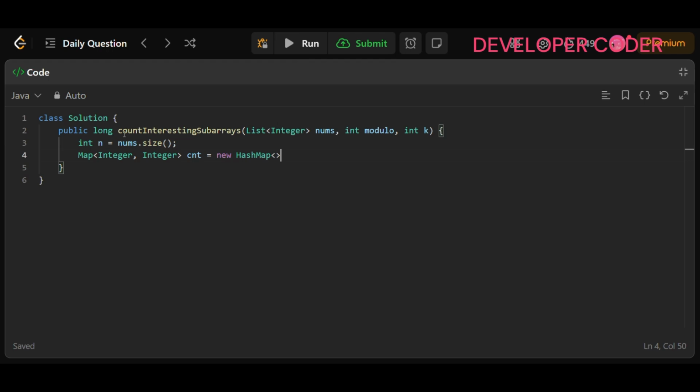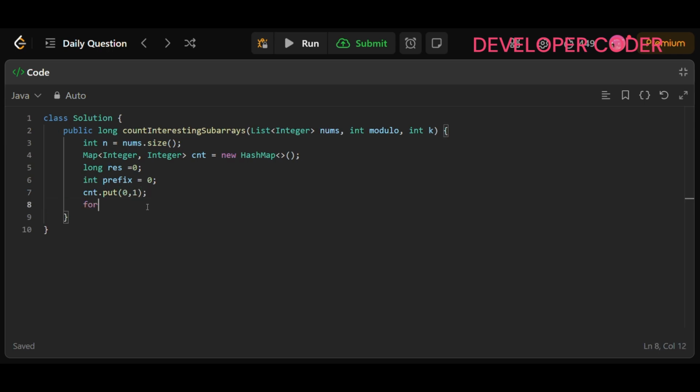HashMap. Since the output that we have to return should be in long format, I'm taking a long variable. Long result is equal to 0, and prefix sum initially is 0 for an empty subarray, and then in the map just update this. count.put, and how many times do we see this prefix 0? As of now, just one time. So that's the reason.